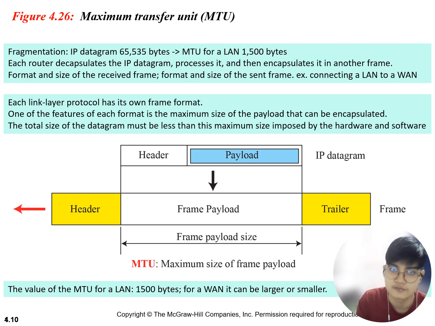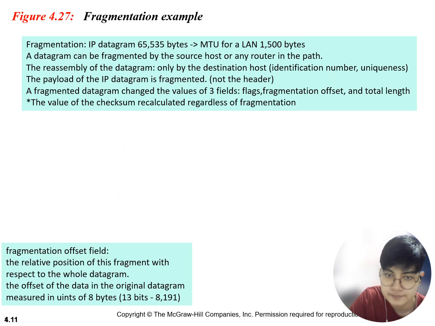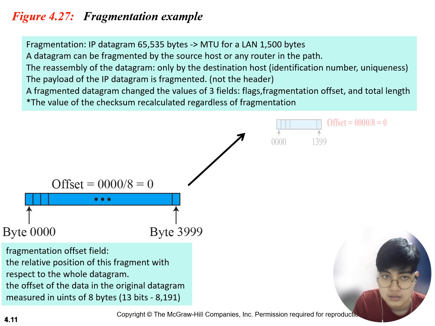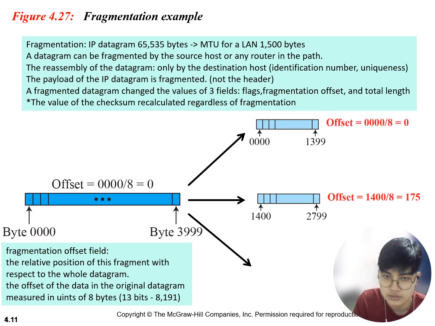The format and size of the received frame and of the sent frame may differ when connecting a LAN to a WAN. Each link layer protocol has its own frame format. One feature of each format is the maximum size of the payload that can be encapsulated. The total size of the datagram must be less than this maximum size imposed by the hardware and software. Fragmentation example.